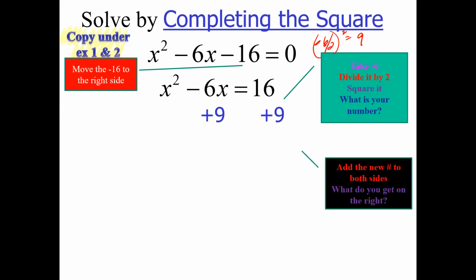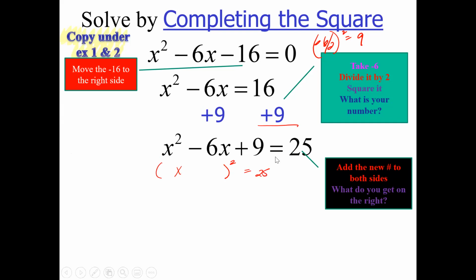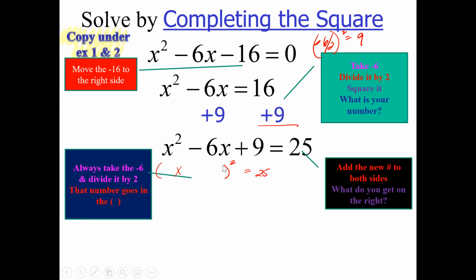So see how I'm adding on the left side and the right side? So then 16 plus 9 is going to give me 25. And this part here, remember it's x squared. So just take the middle number, divide it by 2, which is a negative 6. I'm sorry, negative 6 divided by 2, which is a negative 3. And this is what you have.